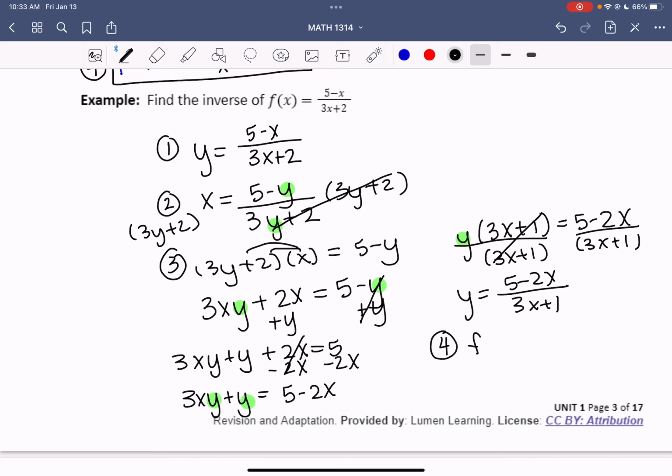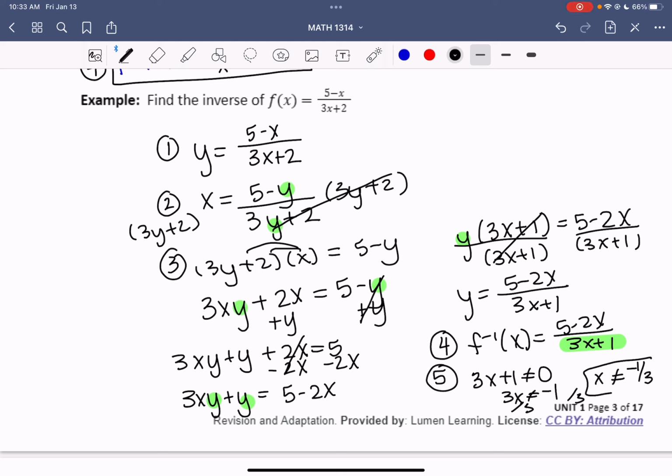Told you, step 3, it can be a doozy. Step number 4, I would say f inverse of x is equal to 5 minus 2x over 3x plus 1. And then step 5, restrict your domain if necessary. I have a 3x plus 1 in the denominator. My denominator can never equal 0. So 3x plus 1 cannot equal 0, and then I'm going to solve that out. So let's see, that gives me x cannot equal negative 1/3. So that means all other numbers are going to work except for negative 1/3.